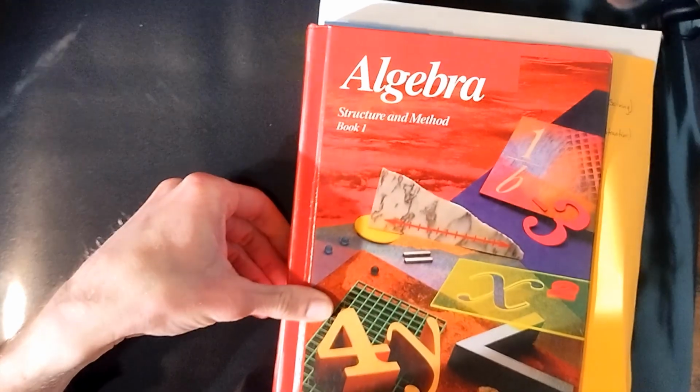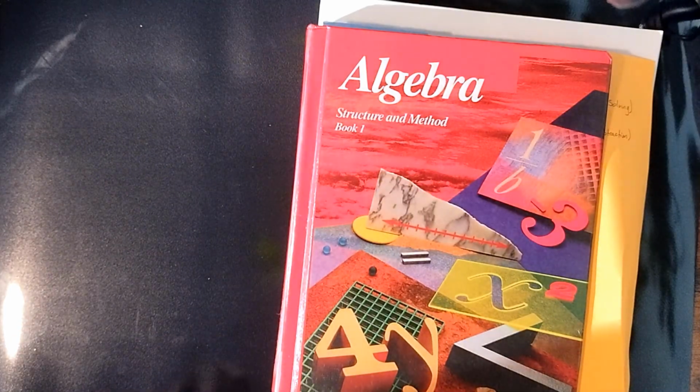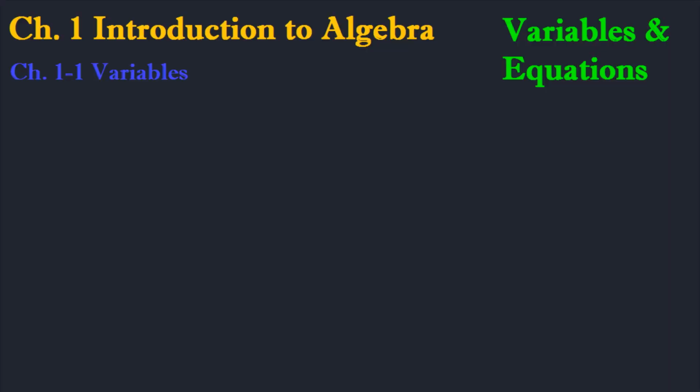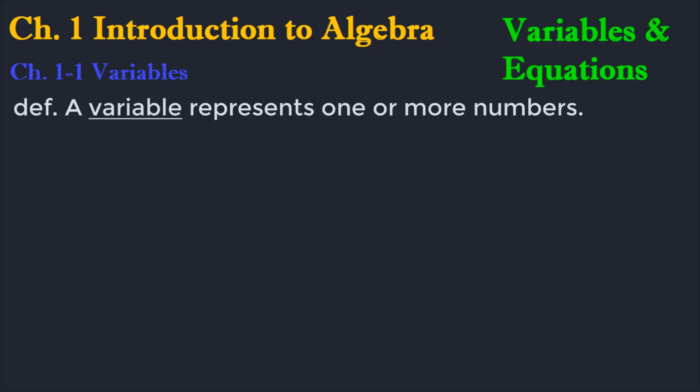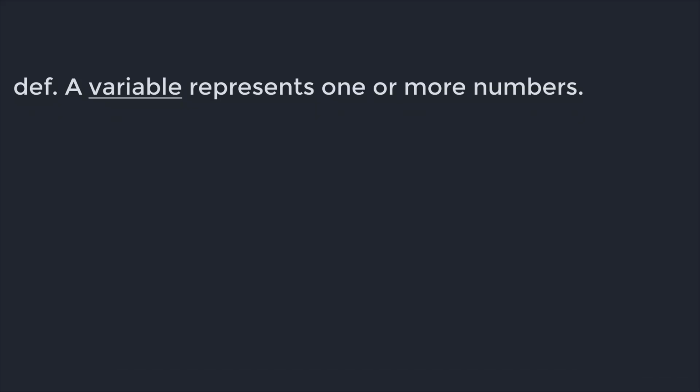In this Algebra 1 series, I'm going to summarize each chapter by working through example problems. Chapter 1 introduces algebra, specifically variables and equations. Definition: a variable represents one or more numbers.